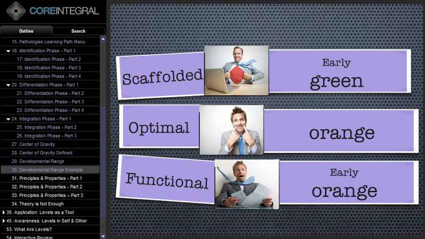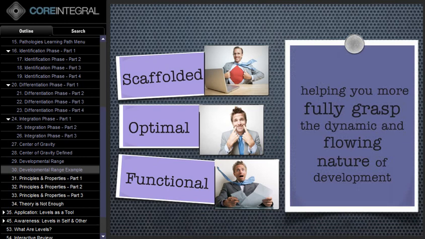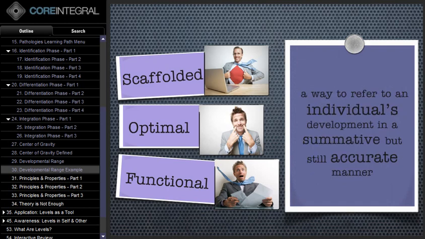Again, our central point about these two concepts, center of gravity and developmental range, is that they aim to help you more fully grasp the dynamic and flowing nature of development, while providing you a way to refer to an individual's development in a summative but still accurate manner. With many lines and constantly shifting quadrant contexts, it will cause you trouble if you think that someone is always and solidly at one particular level. But in lieu of always needing to keep an entire integral psychograph in mind, these concepts allow us to conceive of individual development in a more concise way.